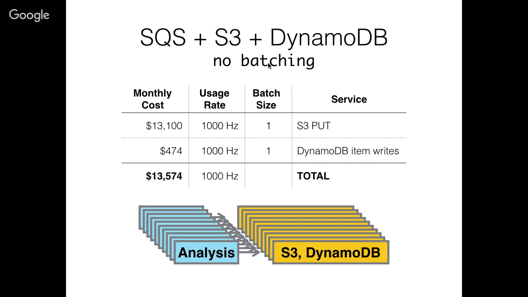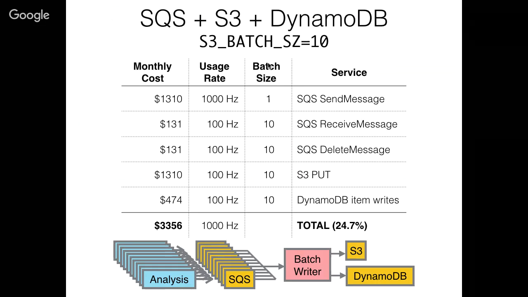So the original approach was getting on track to cost $13,500 a month, doing 1,000 puts per second at $5 per million is that much. And then the item writes for Dynamo are actually kind of cheap, just $400. So this is where I was headed if I didn't write this program.